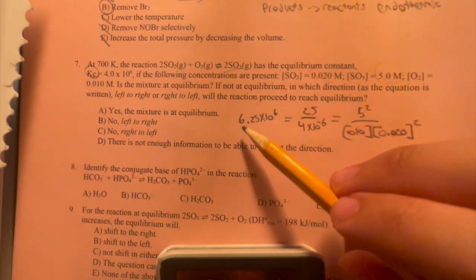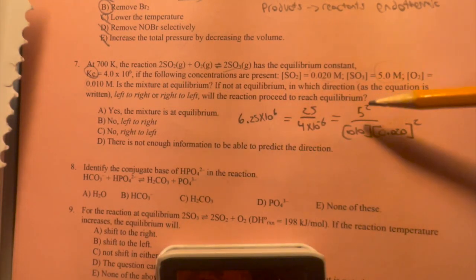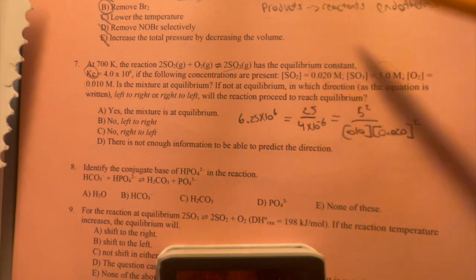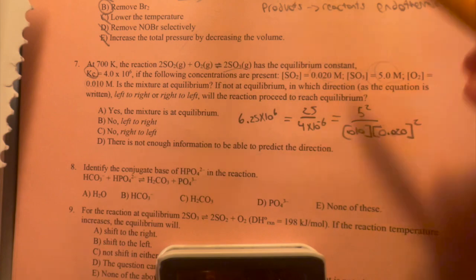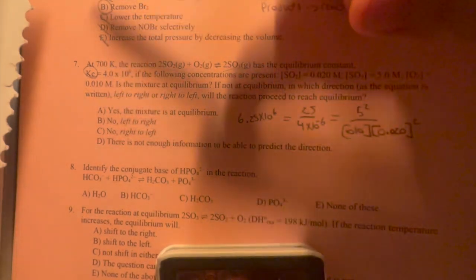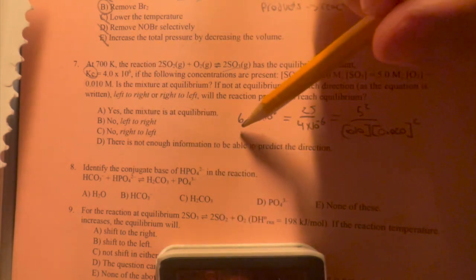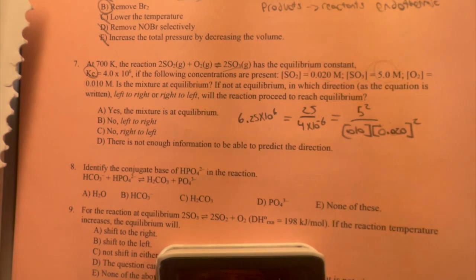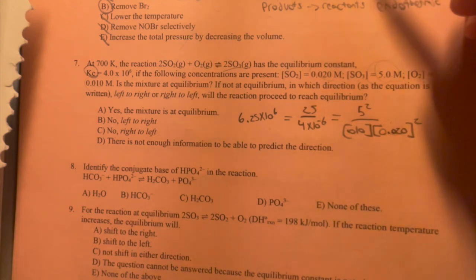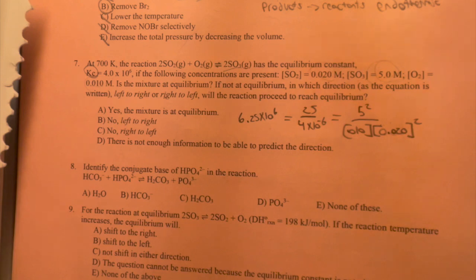So this is our K value once we used these concentrations, right? So we can see that it's not at equilibrium. 4 times 10 to the 6 and 6.25 times 10 to the 6 are obviously not equal. So we know that the reaction is not at equilibrium. So then we have to find out, okay, which way would it favor?